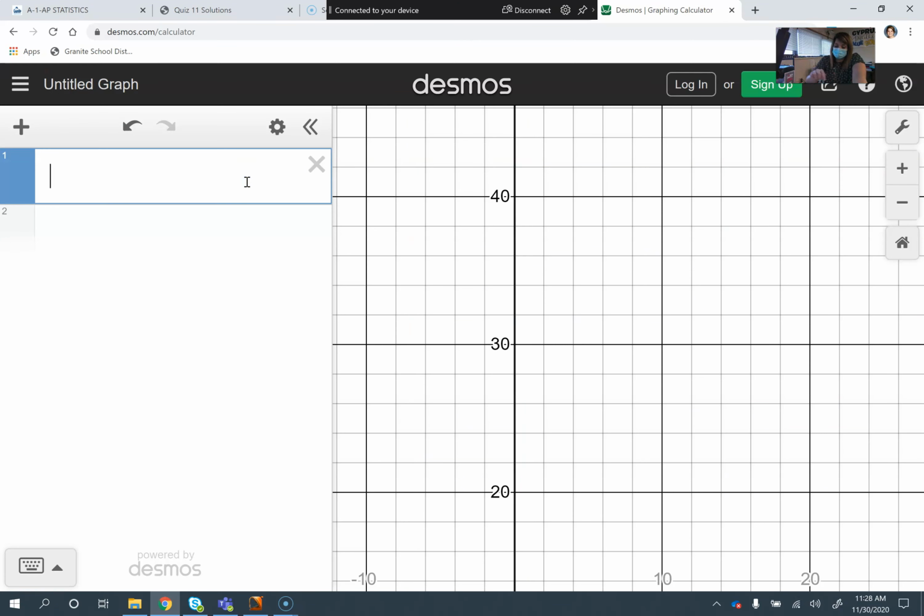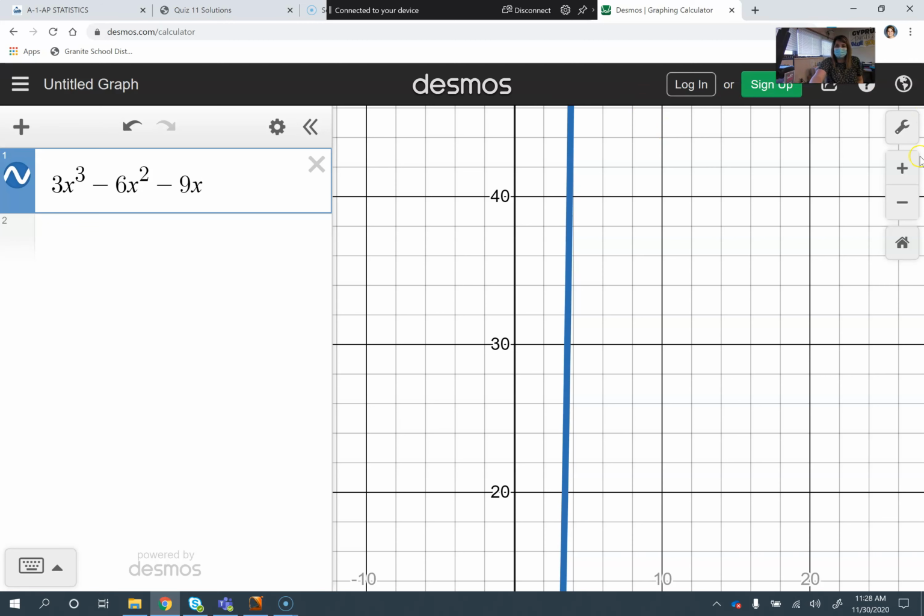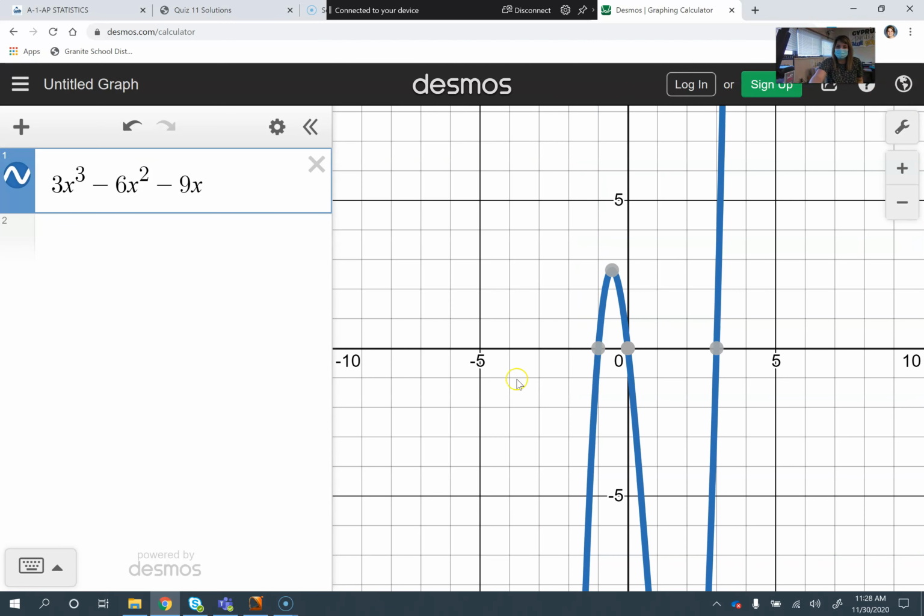Okay, so in Desmos, I'm plugging in 3x cubed minus 6x squared minus 9x. And then I have to hit the home button because you can't see where it crosses. All you need to do is identify where it passes through the x-axis. You write down the first number only. So we would write down x is -1, x is 0, and x is 3.